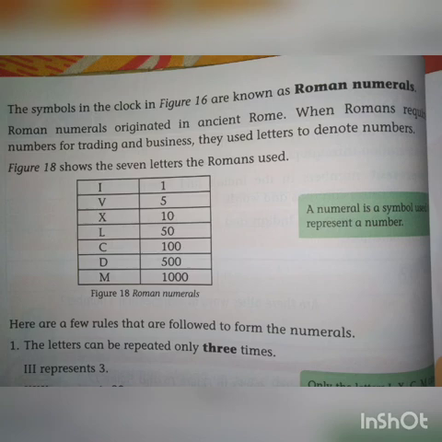Roman numerals originated in ancient Rome. Where was it originated? Ancient Rome. When Romans required numbers for trading and business, they used letters to denote numbers. Why were Roman numerals formed? Because Romans needed numbers for trading and business. So they used letters to denote numbers.